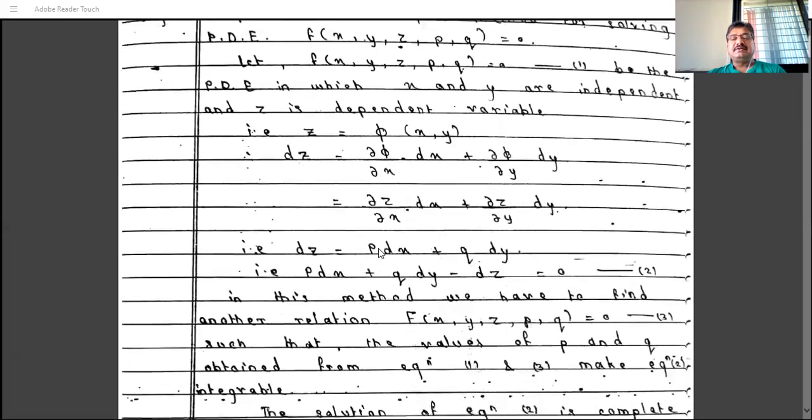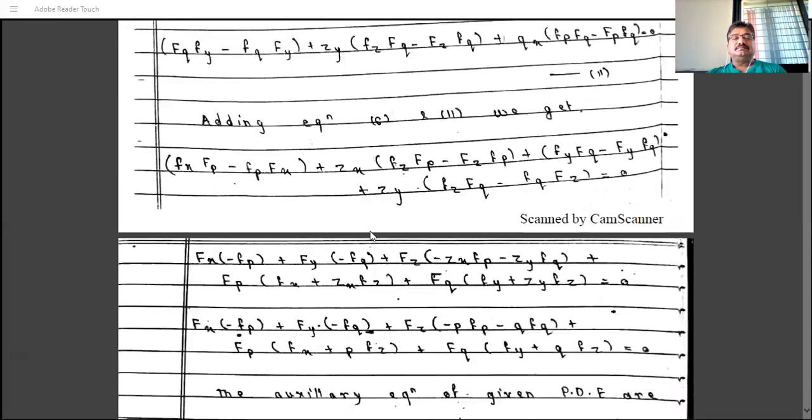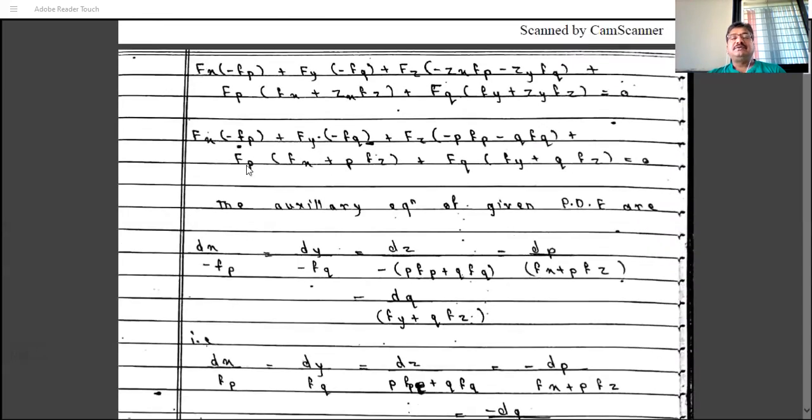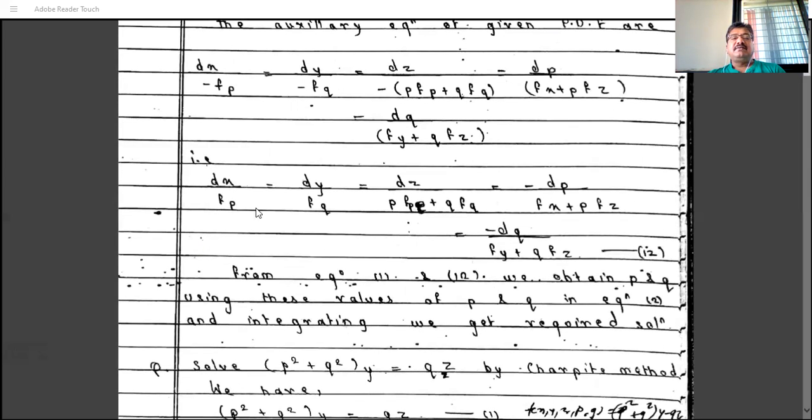The given differential equation is this. So we have this auxiliary equation from this. dx divided by minus f of p, dy divided by minus f of q, dz divided by this, dp divided by this, and dq divided by this. And we can also change the negative sign. So we have dx by fp, dy by fq, dz by p fp plus q fq, dp divided by minus, so negative of negative, divided by fx plus f of p f of z, minus dq divided by fy plus q fz. So this is equation number 12.